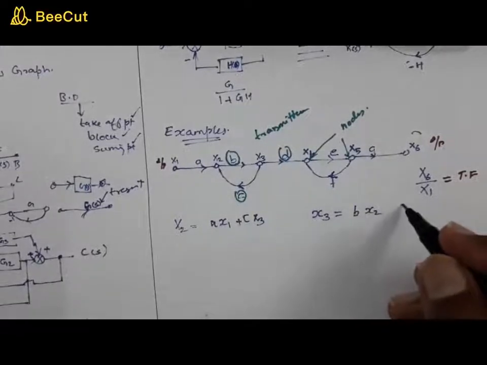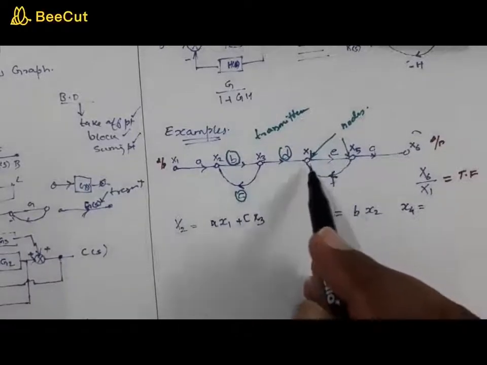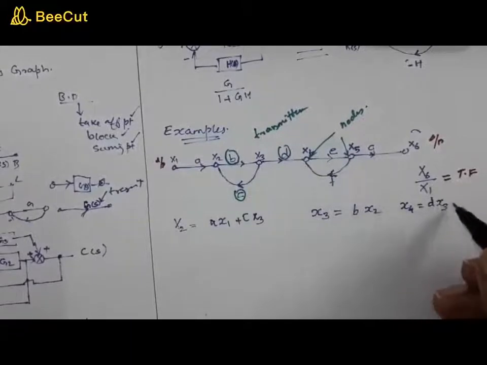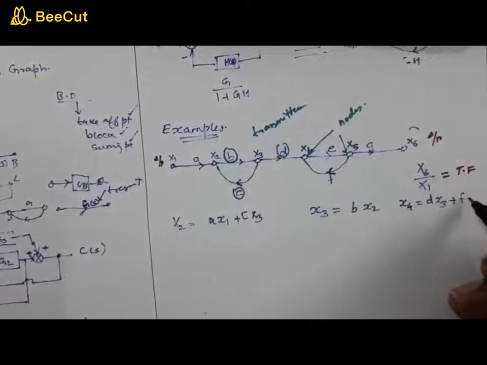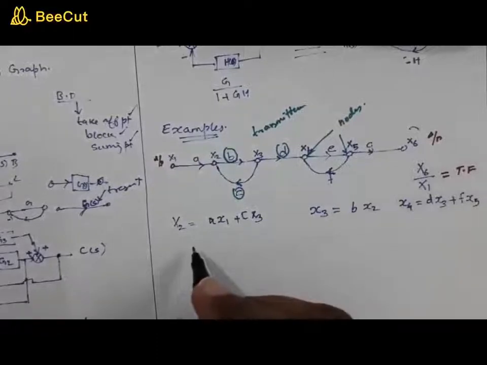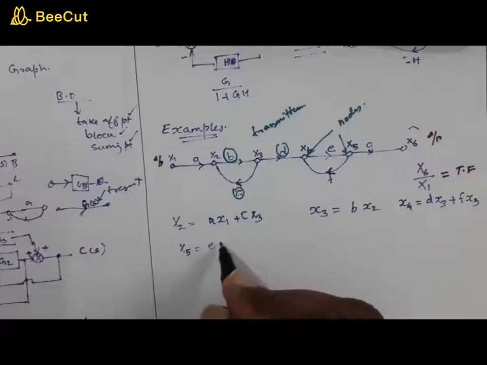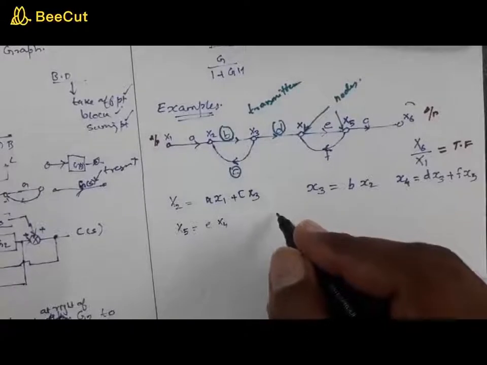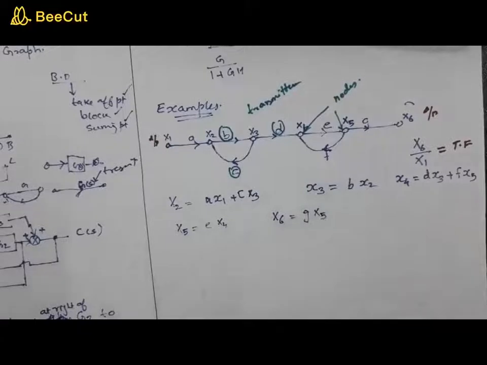Now what about x4? When you look at x4, it is contributed by two incoming signals. One is from x3, so that will be d, the transmittance, times x3, plus f times x5. Finally, x5 is equal to e times x4, while x6 is g times x5.